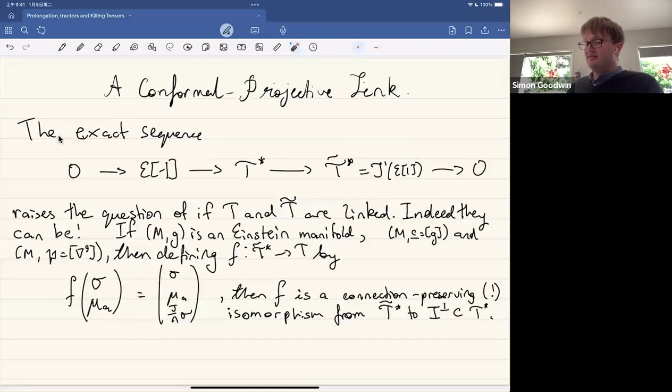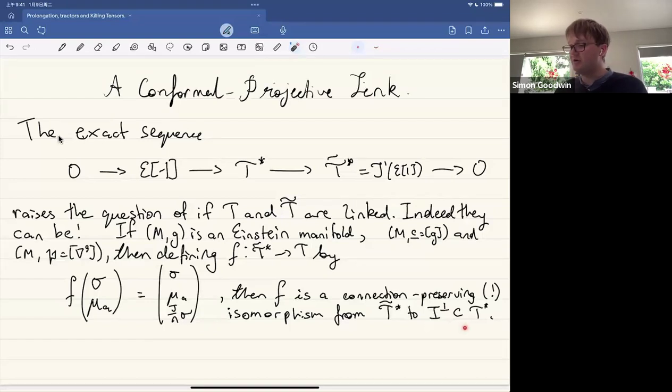And there's actually a reasonable way to look at both of these things. If I start with a Riemannian manifold, even if I don't assume Einstein yet, I essentially have a conformal manifold and a projective manifold, right? I could take the conformal manifold given by the metric, and I could take the projective manifold given by the Levi-Civita connection. And I can say, well, is there any link between the projective tractor bundle and the conformal tractor bundle? And it turns out that if we're Einstein, then there is. And there's a map between the two given by this.